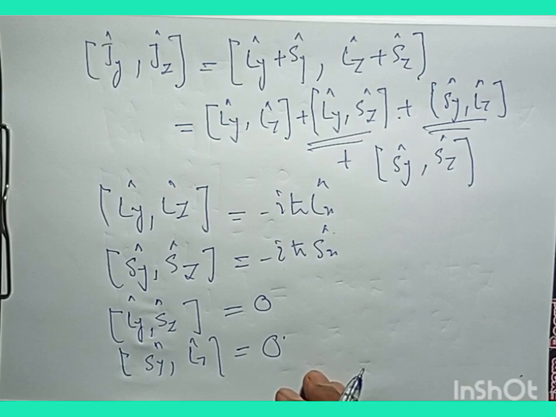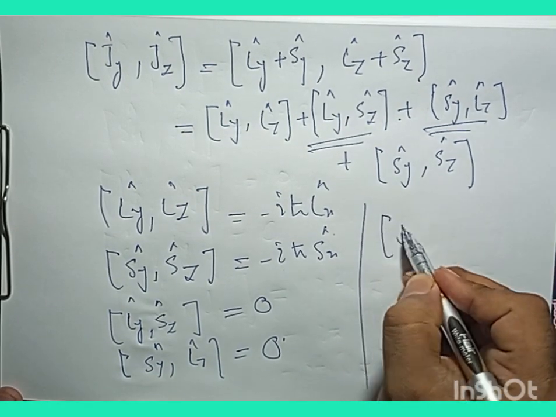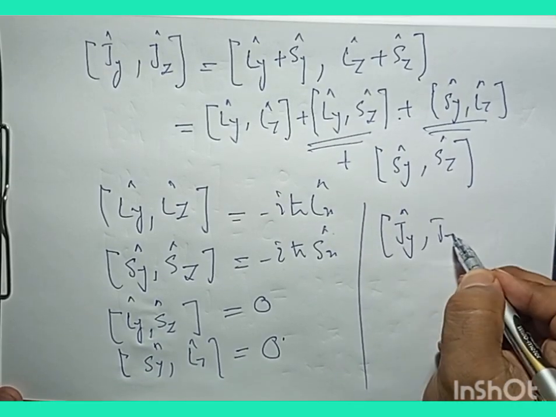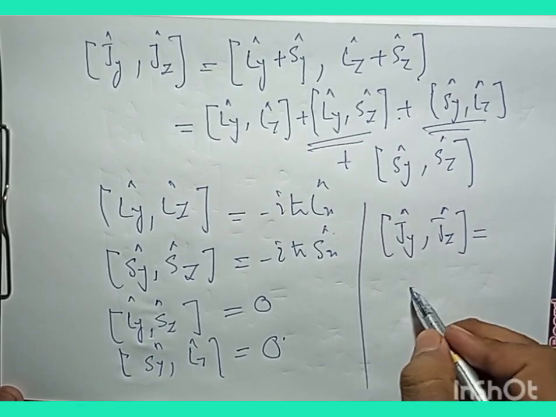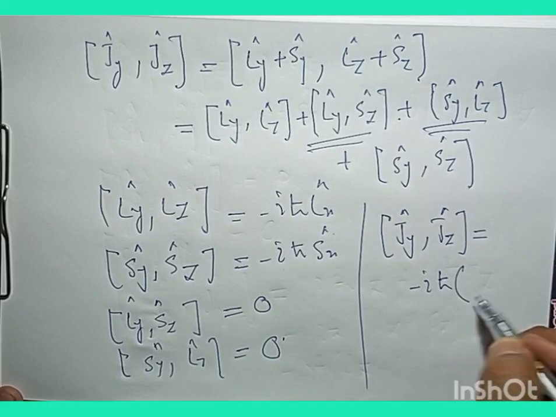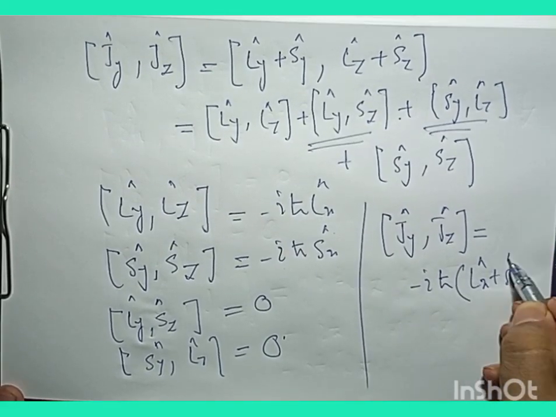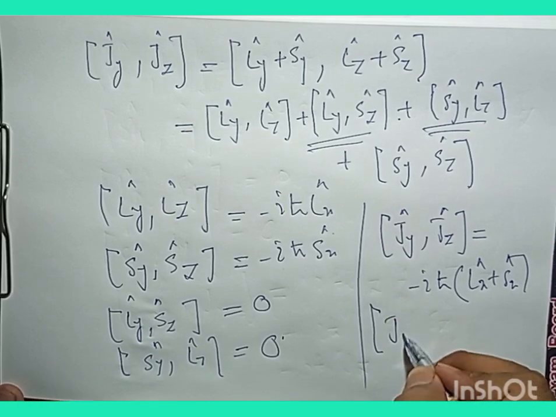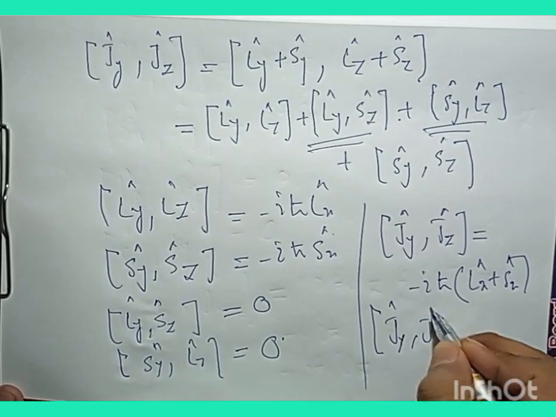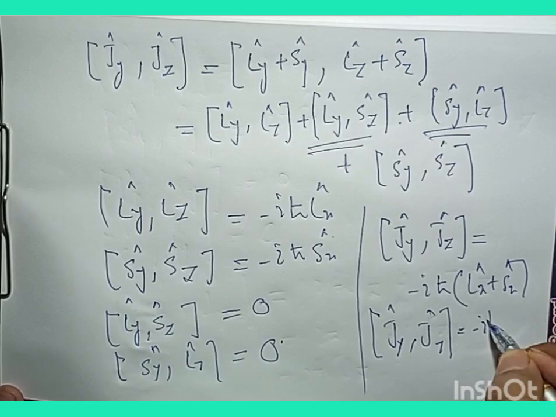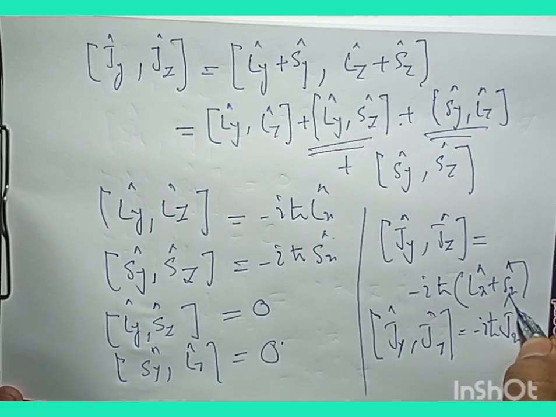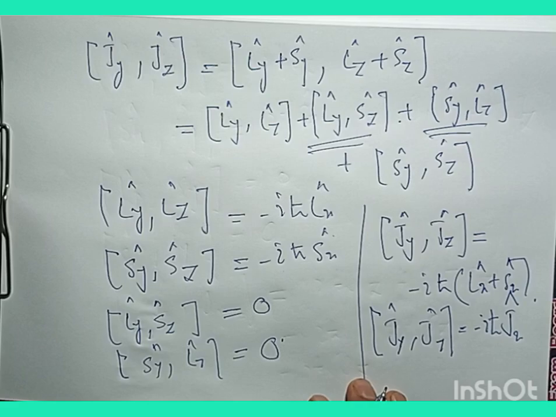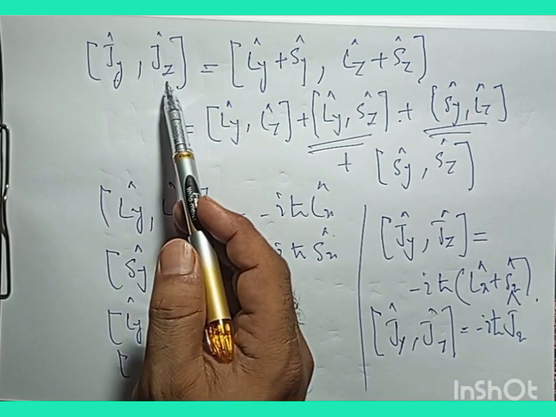So we can move on from here, and what we will get is the commutation between Jy and Jz is minus iħ, which will be common. Inside we'll have Lx cap plus Sx cap. So the commutation between Jy cap and Jz cap will give us minus iħ Jx cap. So this is the commutation relation that we have obtained between Jy and Jz.